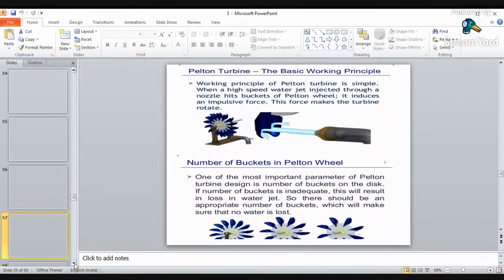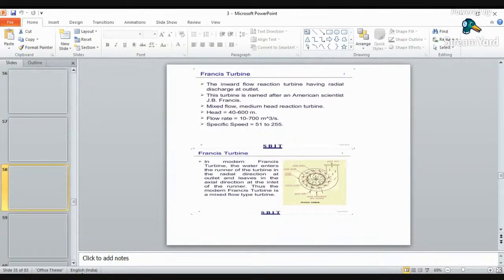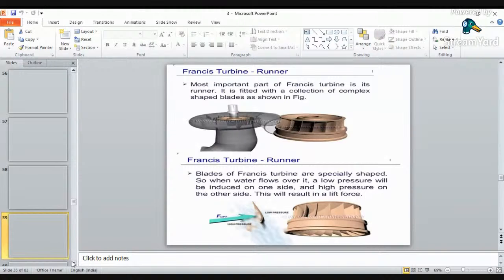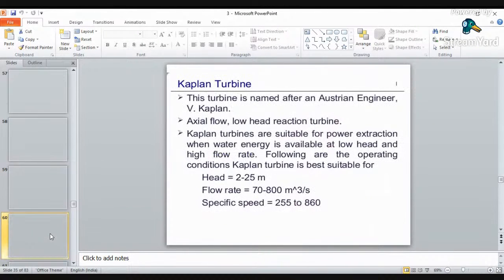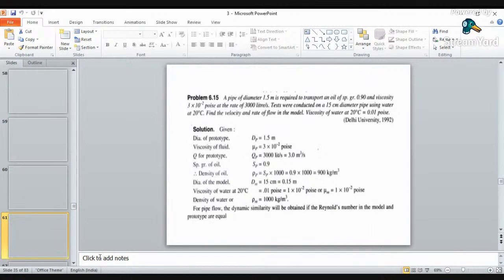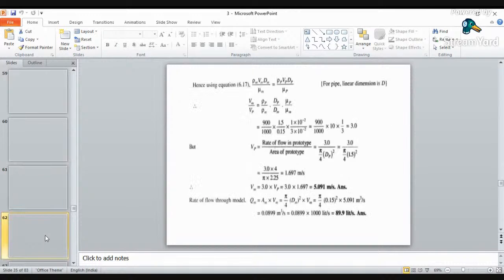So these are the arrangements of buckets. We have seen that. Then there is one more type of turbine, that is the Francis turbine. It is the inward flow reaction type of turbine. Francis turbine and Pelton wheel turbine run on the same principle, but they have different arrangements of the casings.